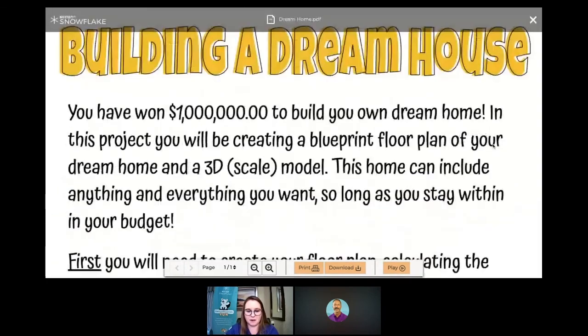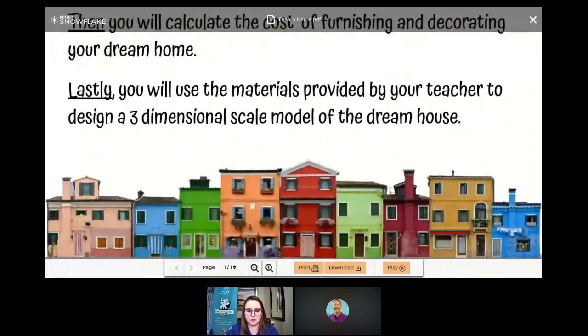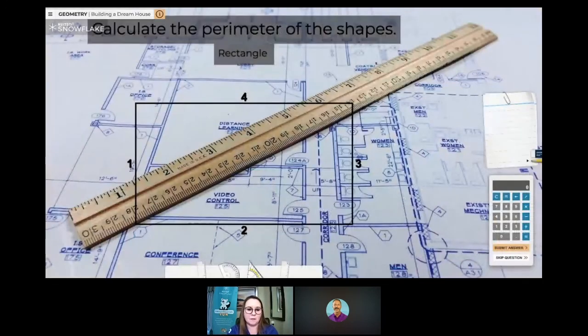So there, my PDF explaining what students would need to do. My students could print that, they could download and save it, and then it goes into the lesson activity itself. And with the geometry lesson activity, we have our instructions of what students would do. In this case, they have to calculate perimeter.